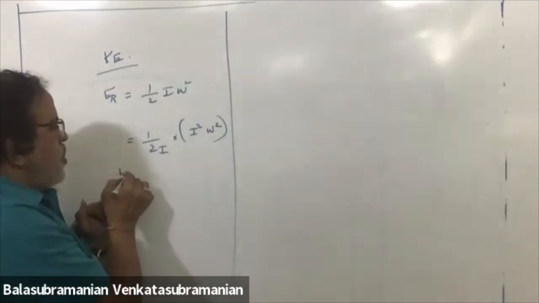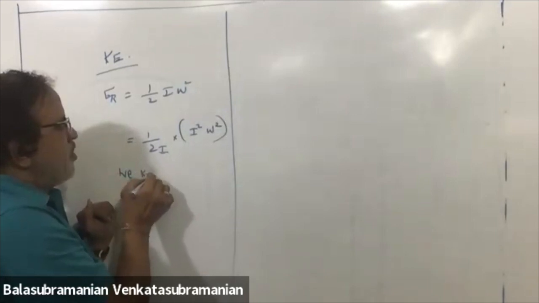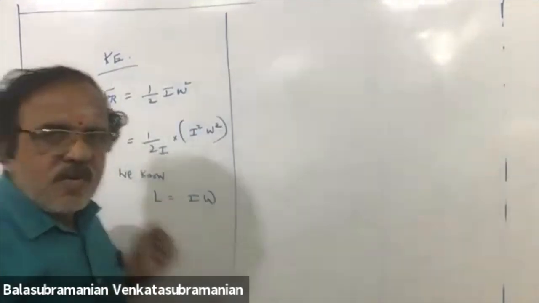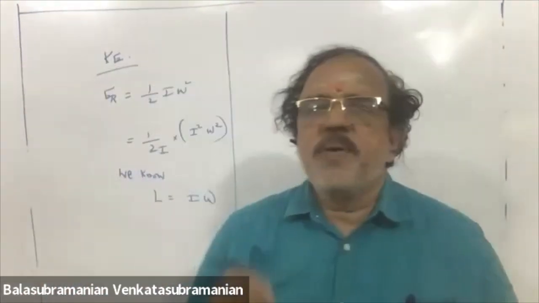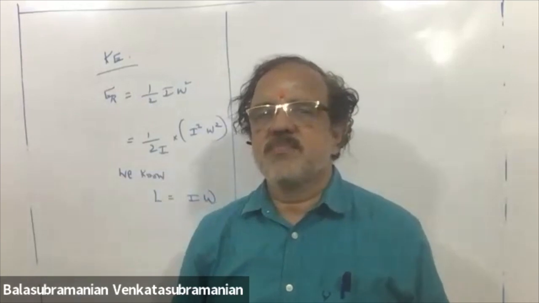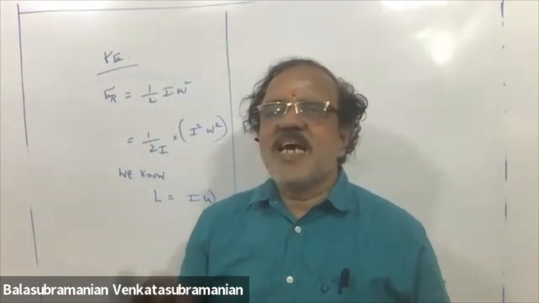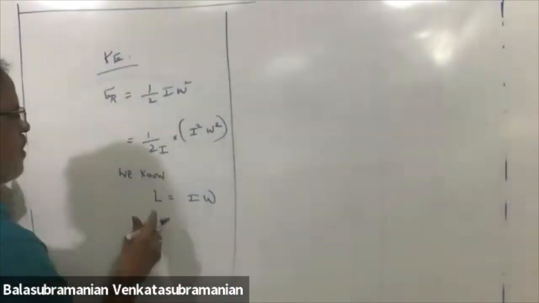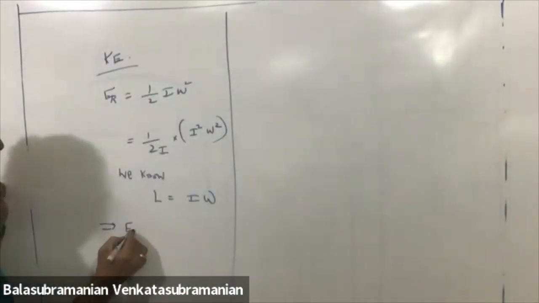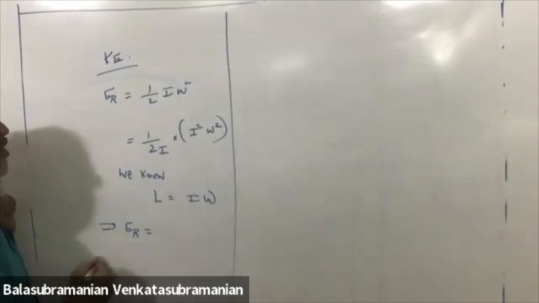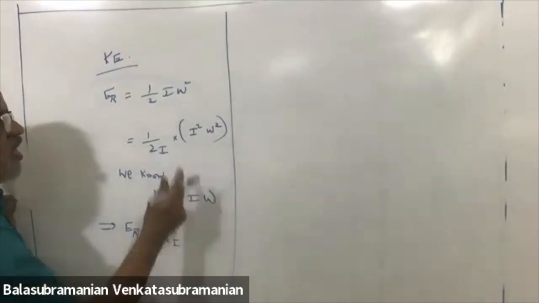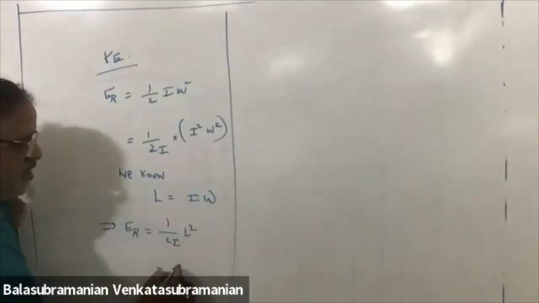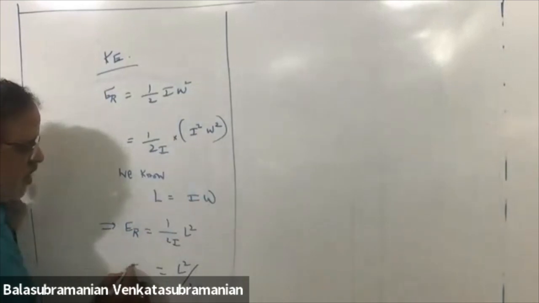We know angular momentum L is equal to I omega. Linear momentum is P is equal to mv. Angular momentum is L is equal to I omega. So I can write kinetic energy of rotation, 1 by 2 I omega the whole square, so L square by 2I.